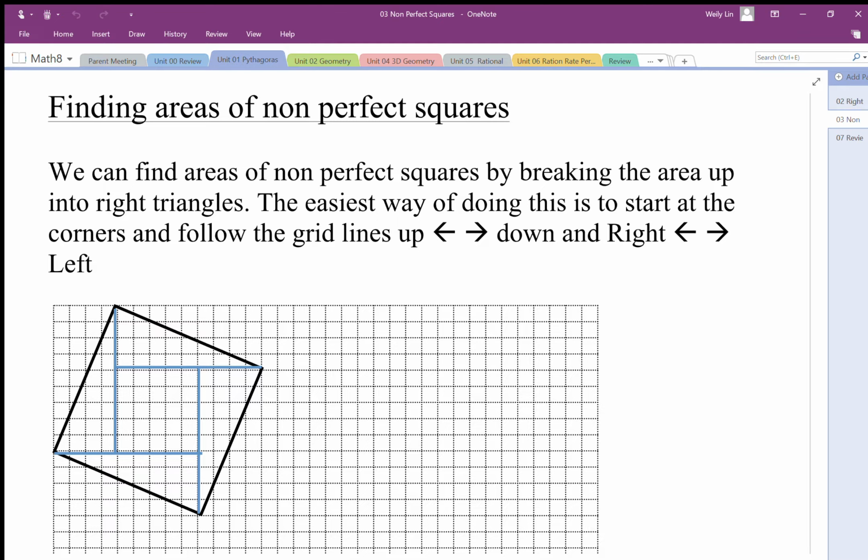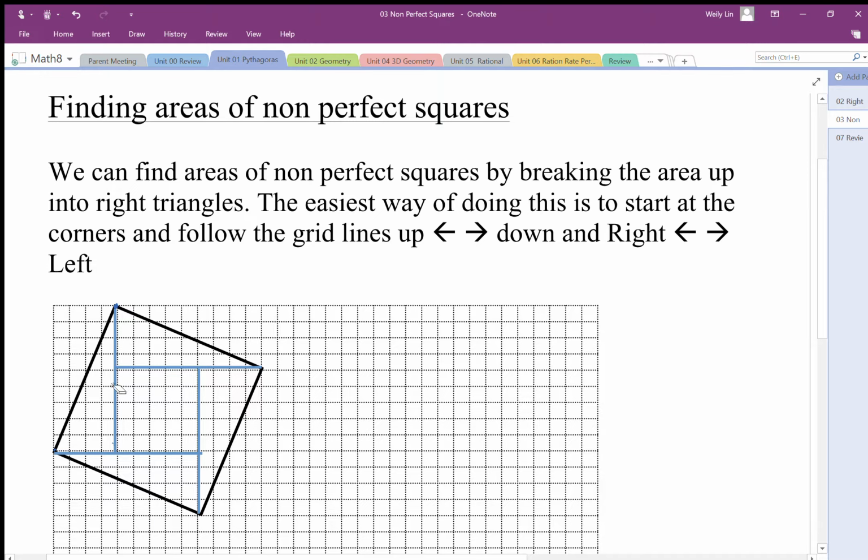So we can find the area of non-perfect squares by breaking up the non-perfect squares into right triangles and square areas. So in this case here, this is a non-perfect square. To find the area of this non-perfect square, I can use these lines. I start at the vertices and I can draw straight down until I hit this line here, where I draw straight across.